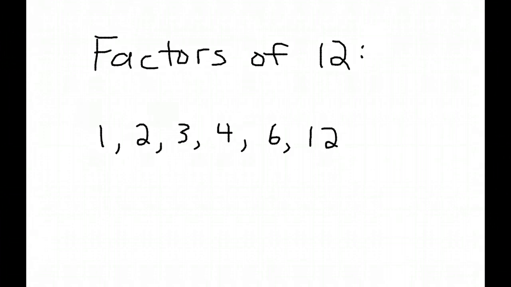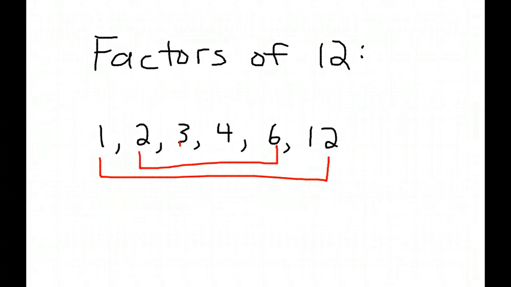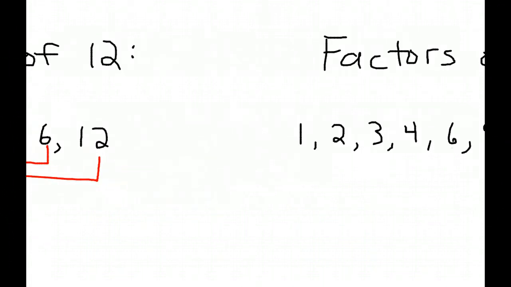Now a quick check to make sure you have all of them listed, if you've got them written in order, is just to pair them up. 1 times 12, 2 times 6, 3 times 4. That's a complete list of the factors of 12.